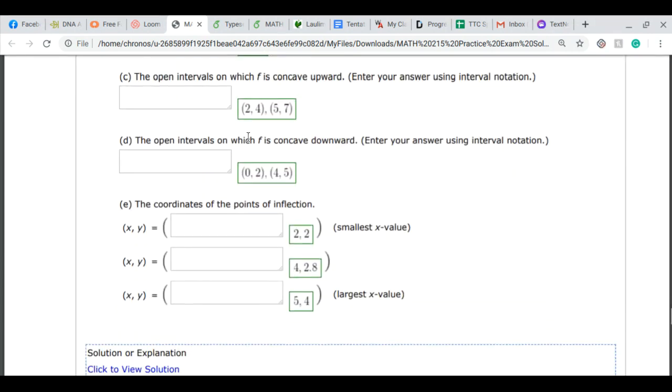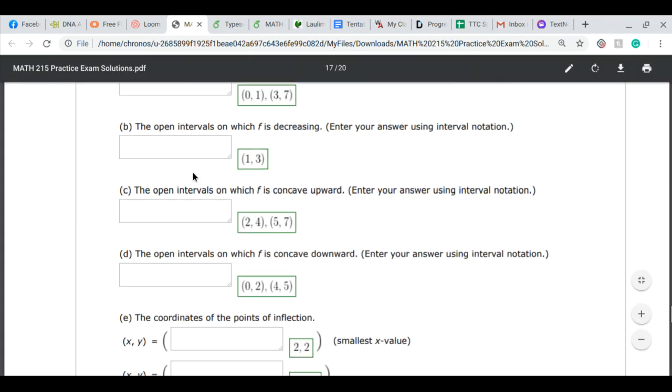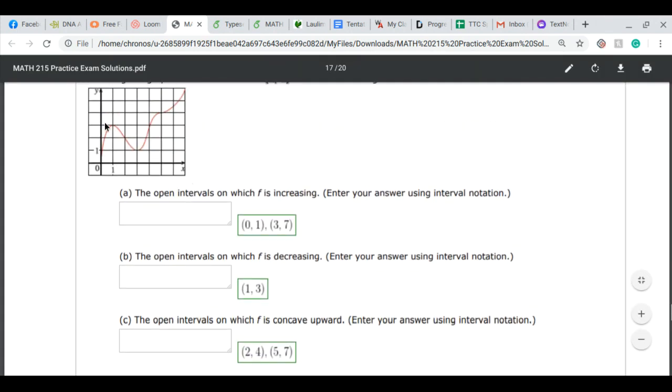We just saw the intervals where f is concave downward. Well, from 0 to 2, facing downward, that's this hill. 0 to 2, facing downwards. And now from 2 to 4, it's facing upwards. And now from 4 to 5, it's facing downwards. From 5 to 7, it's facing upwards again.